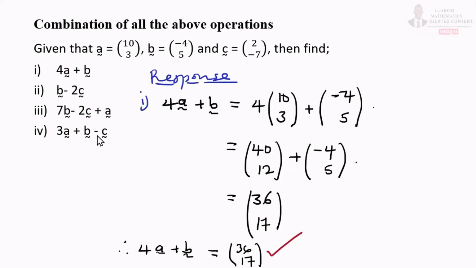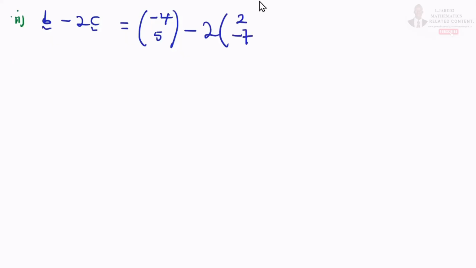We can now go to Roman number 2. Roman number 2, we have vector B minus 2 multiplied by vector C. So this is the same as, let's substitute in. Vector B is (-4, 5), then minus 2 multiplied by vector C, which is (2, -7). Let's now simplify. We have (-4, 5) minus, so 2 multiplied by 2 is 4, then 2 multiplied by negative 7 is negative 14.